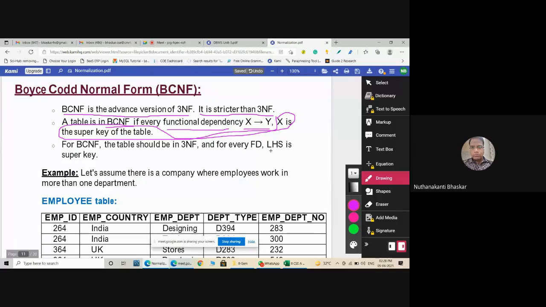In third normal form, this X is a candidate key. We told that time X is a candidate key. But here, X must be the super key. Yes. Are you clear? This X must be the super key. Are you clear? That is the difference between third normal form and BCNF. All of you clear?